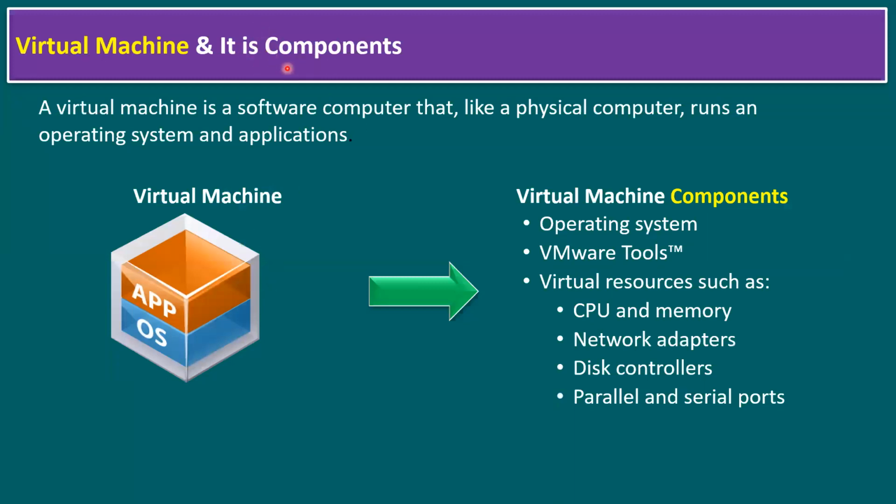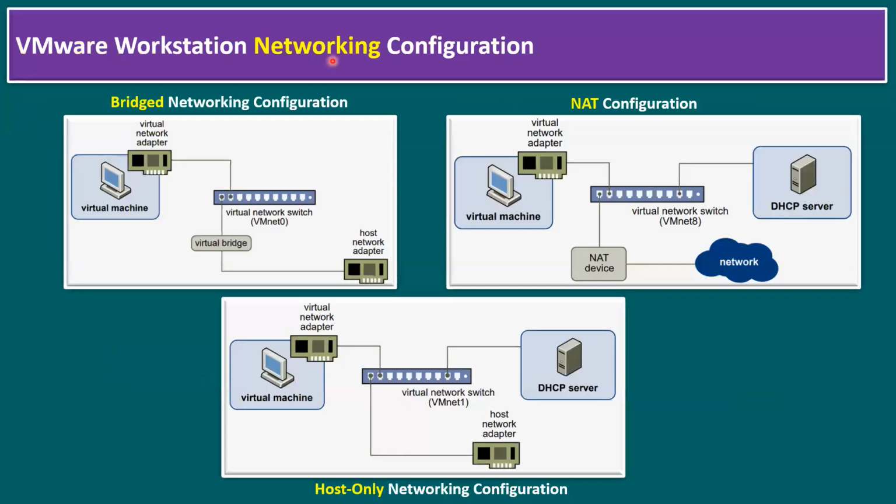And what about the virtual machine components? These components include the operating system, and we have to install VMware Tools. VMware Tools provides all the virtual device drivers. And virtual resources such as CPU and memory, that means vCPU and vMemory, network adapters, disk controllers, and parallel and serial ports. These are all considered virtual machine components. And now let's come to another key point: VMware Workstation networking.